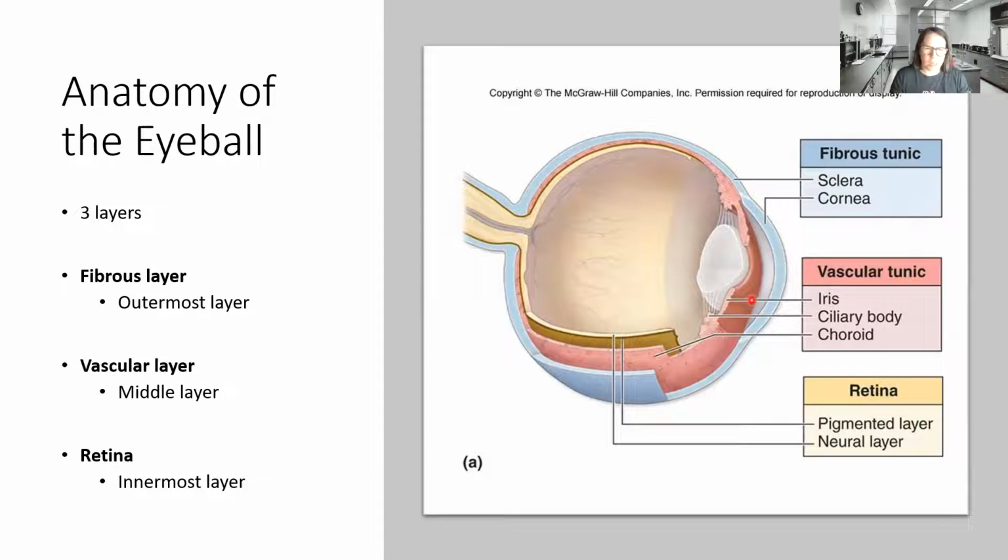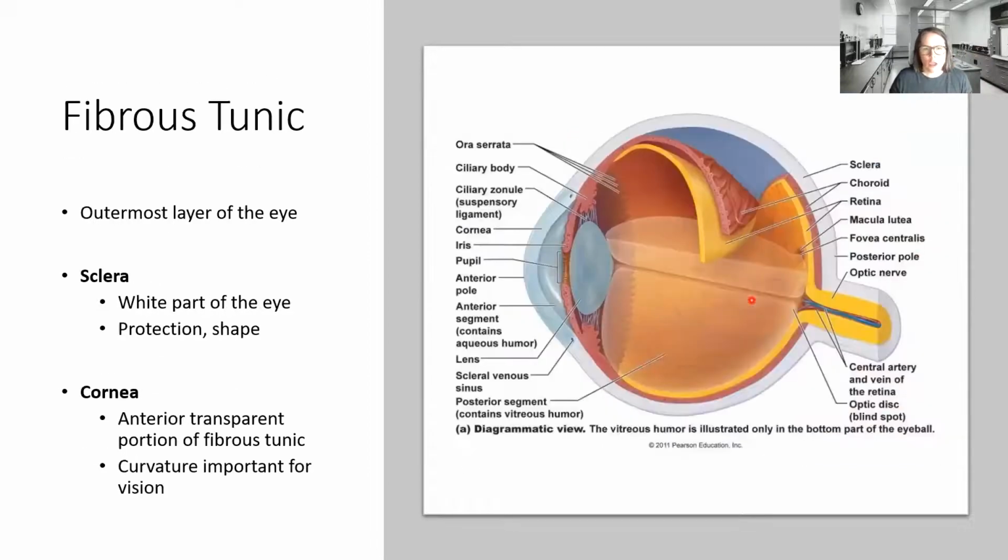So we're going to take it layer by layer. If we look at the fibrous tunic, the two really important structures we find here are the sclera, which is the white part of the eye, and the cornea, which is this anterior outward bending of the eye. So the sclera, again, is white. It's the protective part of the eye that gives shape to the eyeball. The cornea is clear to allow light to come in and then get transduction down into a nervous impulse.